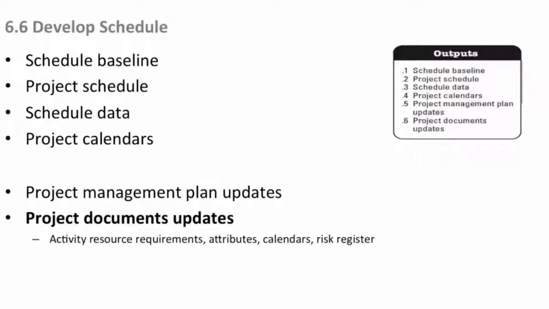The project documents are updated as needed, particularly your resource requirements and the attributes. They may be adjusted as you're working to build out your final schedule. Calendars, and of course your risk register itself may be updated because you find more risks and so on. You've done your reserves, scenarios and so on. You may change those. Again, not limited to, so those are the outputs.